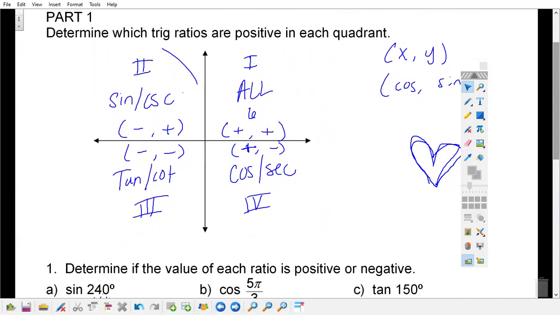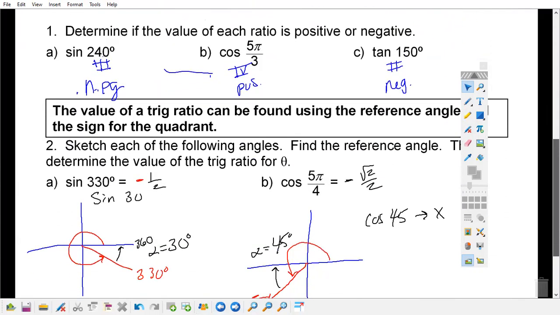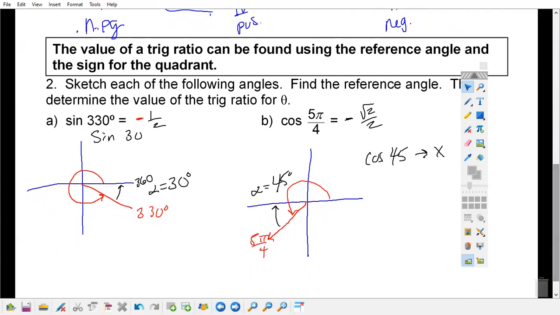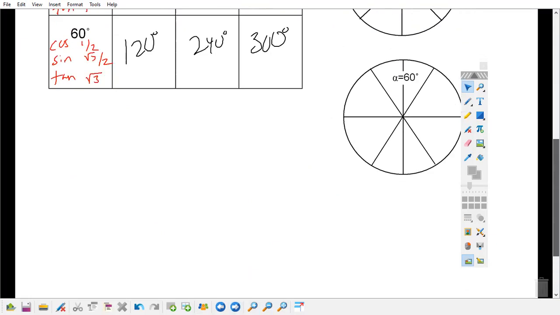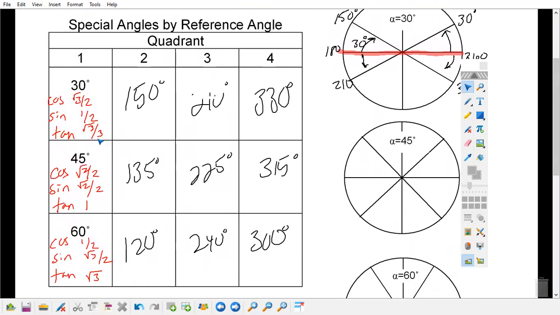So knowing where things are positive and negative, then being able to determine the quadrant they fall in, being able to sketch and model it using the reference angles, then making sure you knew which reference angles pertain to what. So my 30-degree reference angles in the quadrants, my 45s, my 60s, because again, they're going to have the same sines and cosines and tangents, but just different signs, right? Whether it's negative or positive depends on what quadrant it falls in.